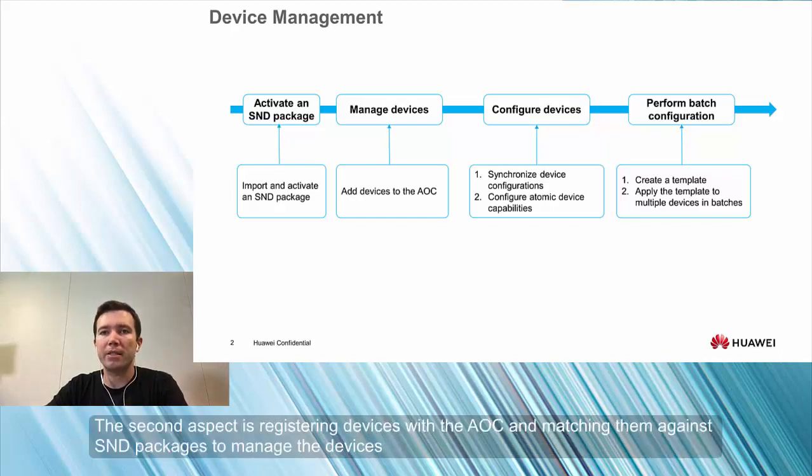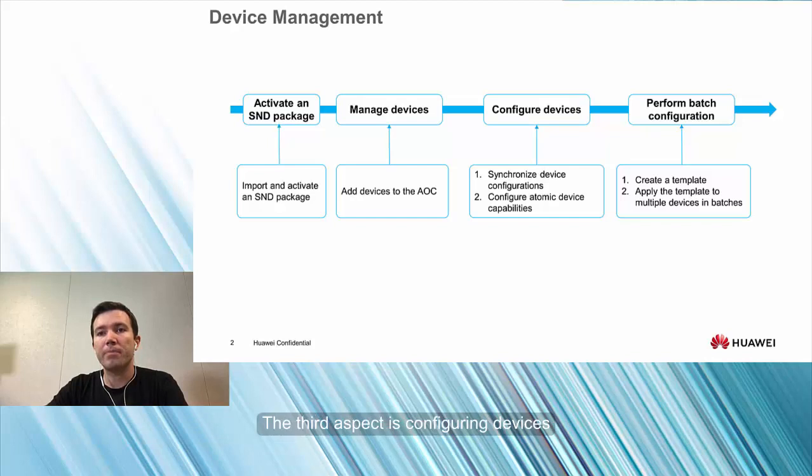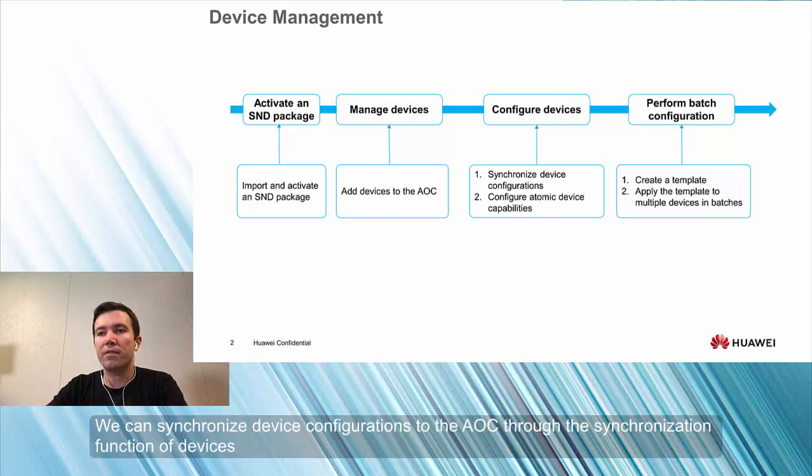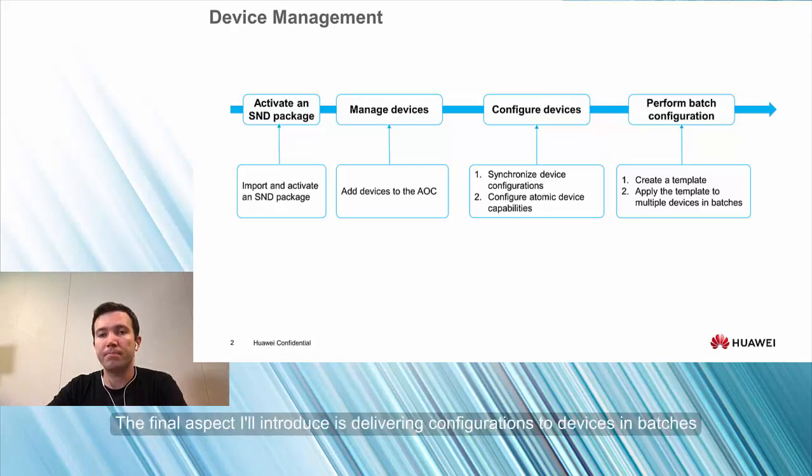The second aspect is registering devices with the AOC and matching them against SND packages to manage the devices. The third aspect is configuring devices. As the brain of the entire network, the AOC needs to have a copy of mirroring data of devices. We can synchronize device configurations to the AOC through the synchronization function of devices, and then deliver configurations to the devices based on the device's atomic capability.